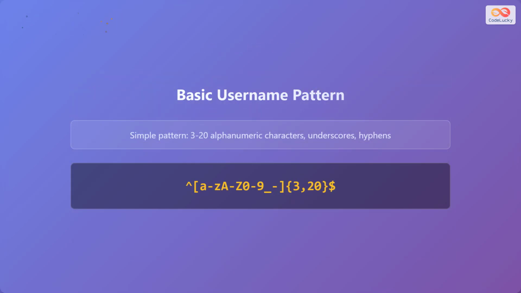Here is a simple username pattern. This pattern allows for 3 to 20 alphanumeric characters, underscores, and hyphens. The regular expression is ^[A-Za-z0-9_-]{3,20}$. The caret symbol asserts the start of the string. As A-Z a-z 0-9 _ - matches any alphanumeric character, underscore, or hyphen. 3,20 specifies that we want between 3 and 20 of these characters. The dollar symbol asserts the end of the string.